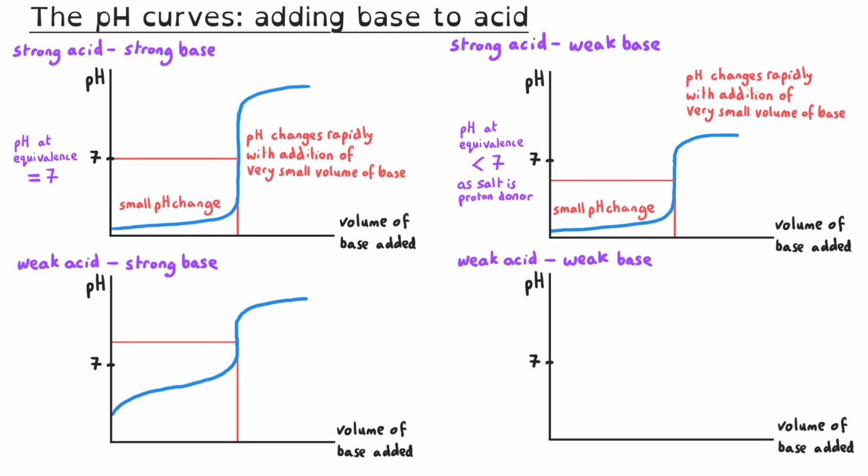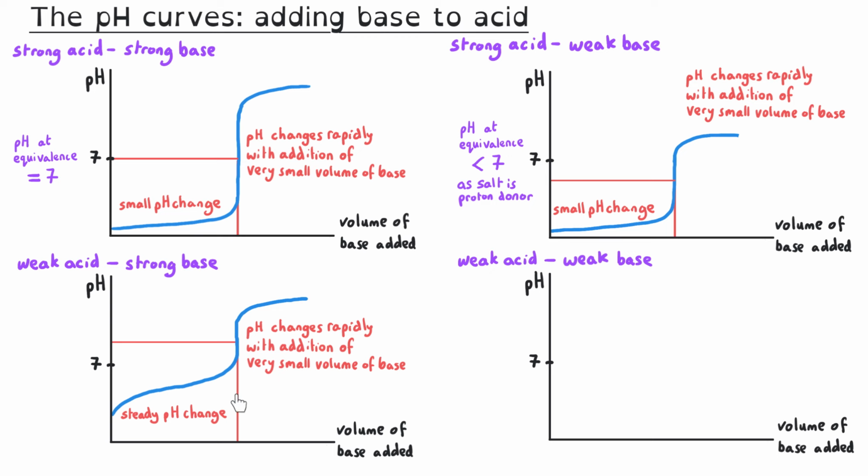This time, if we start with a weak acid and add a strong base to it, the pH will start low, but not as low as when we had a strong acid. And it will increase gradually until we reach the equivalence point. Then it will change quickly, it will increase rapidly, and it will level off at the pH of a strong base because the strong base has a high pH.